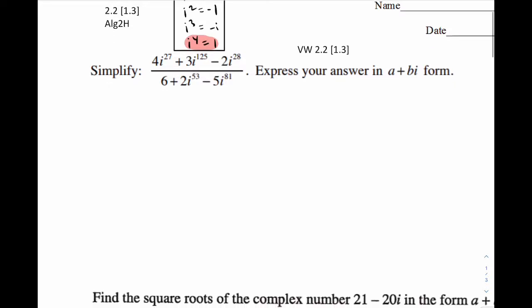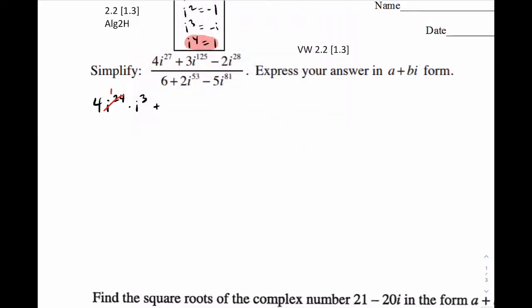So if I look at this first term, 4i^27, I'm going to rewrite that as 4i to the 24th, and then times i to the third. So notice how this makes 27 here. And I do that because this i to the 24 is a multiple of 4, I can just cross that out, and that becomes 1. So we're going to do that process for all of them.